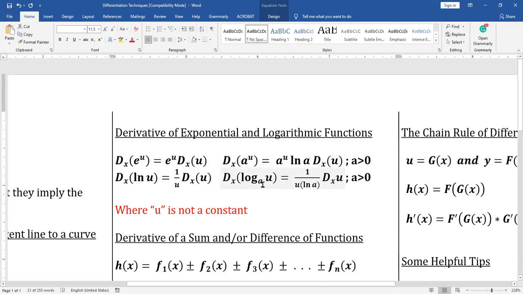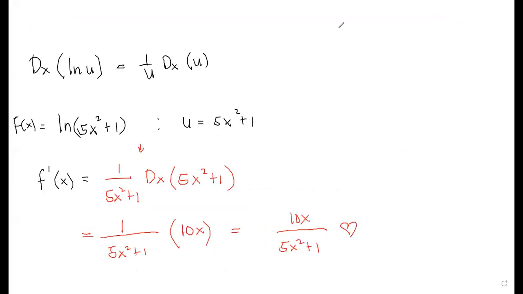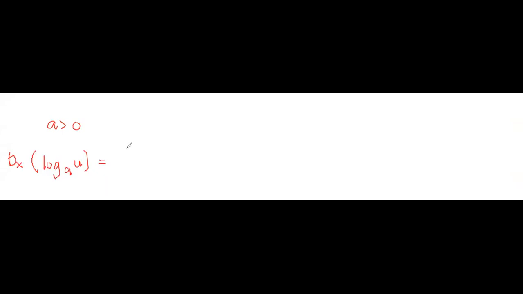The derivative with respect to x of log of u with base a. Remember, a is always greater than 0. Then your derivative is 1 over u ln a, times the derivative of u. So let me share my whiteboard and clear the screen. d/dx of log base a of u, again, a should be greater than 0, is equal to 1 over u ln a, times du/dx.